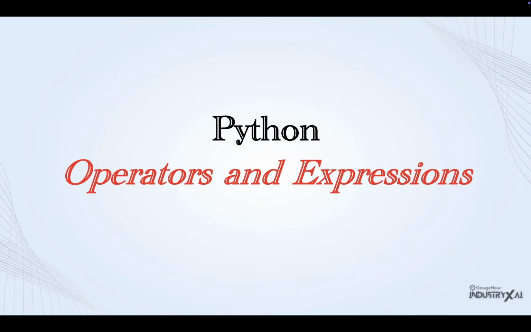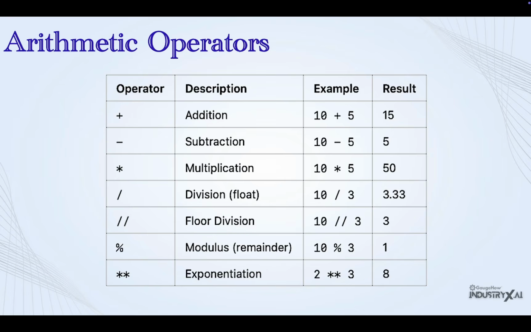From this video onwards, we will provide a comprehensive explanation of Python operators, their types, and how they are used in expressions with examples. So what is an operator? An operator is a symbol or keyword used to perform specific operations on one or more variables or values. There are various types of operators available. From those, we will start our discussion with the first one, that is arithmetic operators.